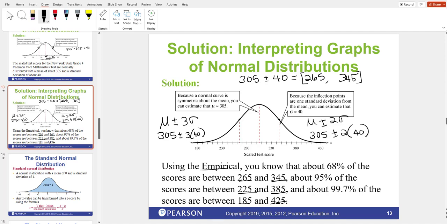This is what you call the empirical rule. So you use this for 3, you use this for 2. One standard deviation will be 1 plus or minus this.